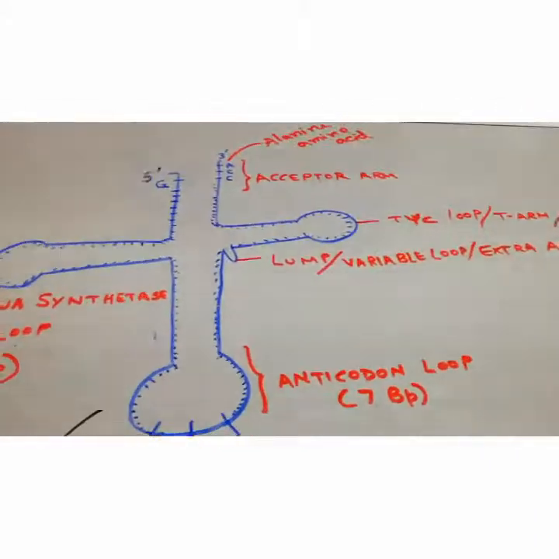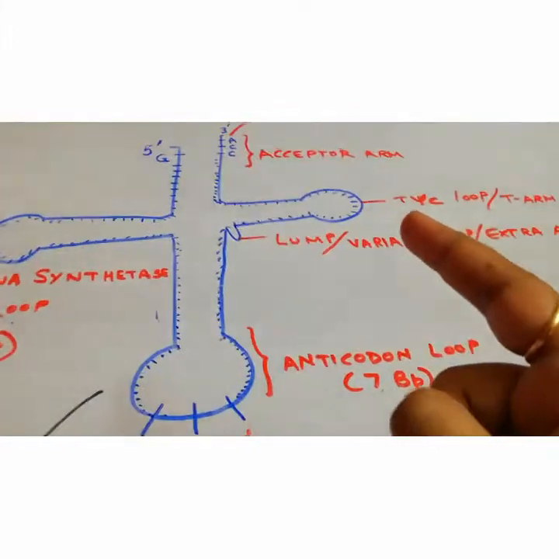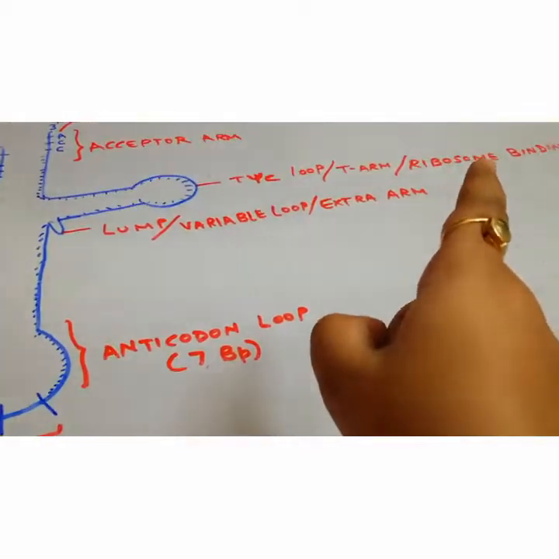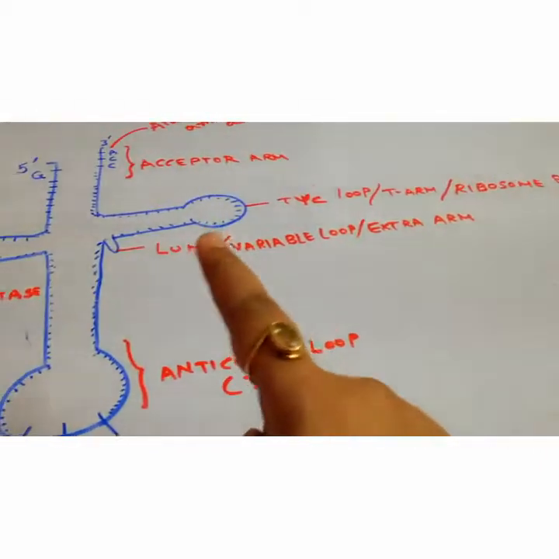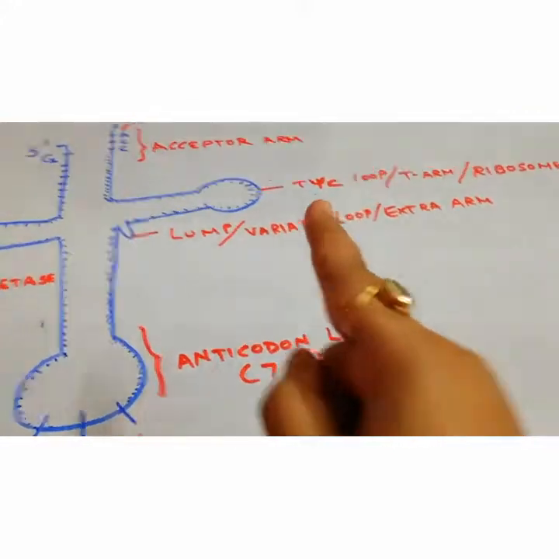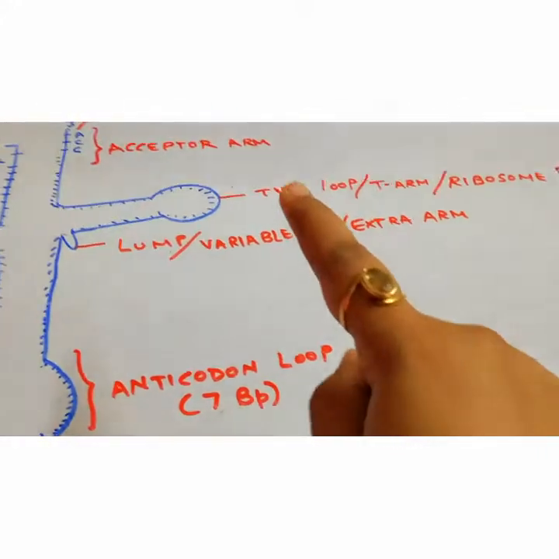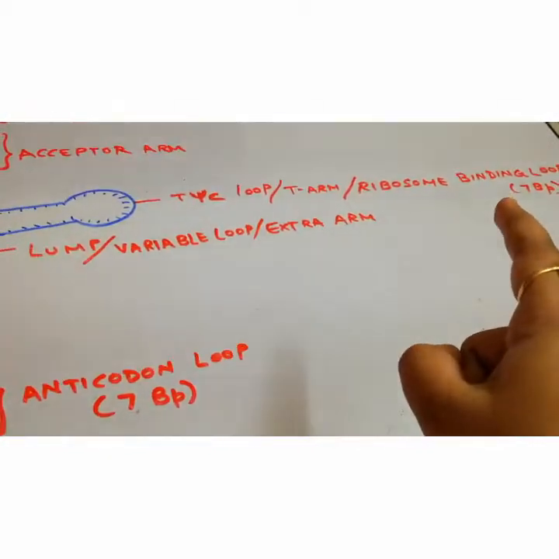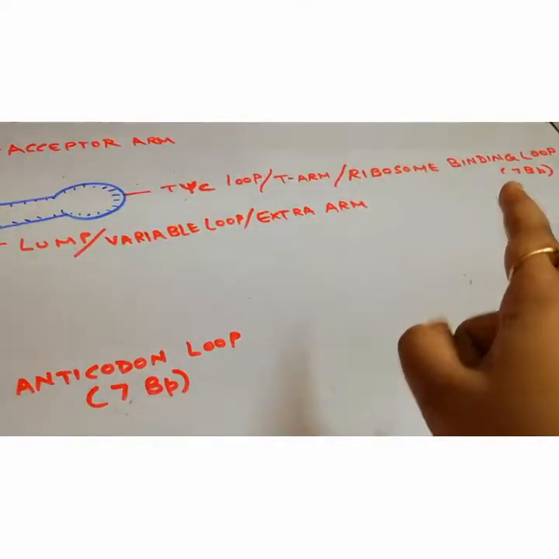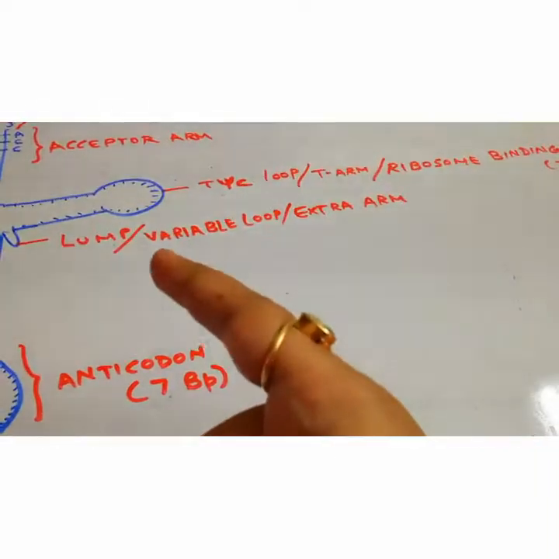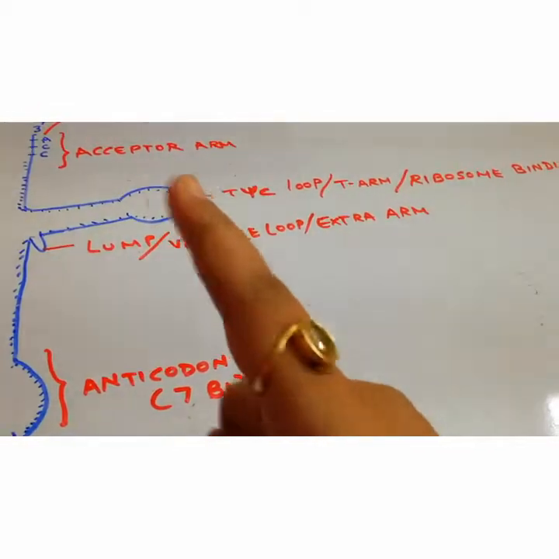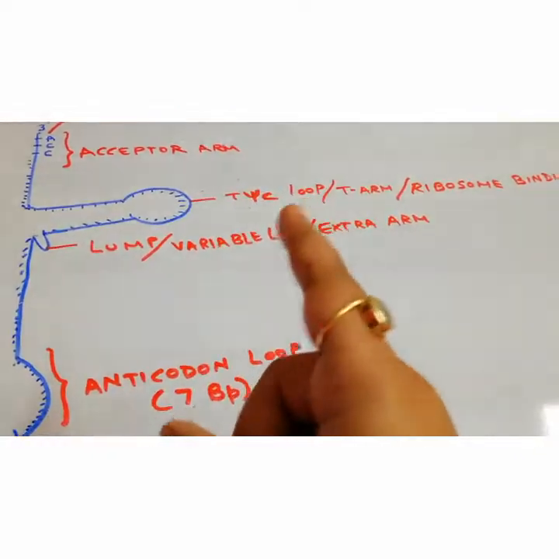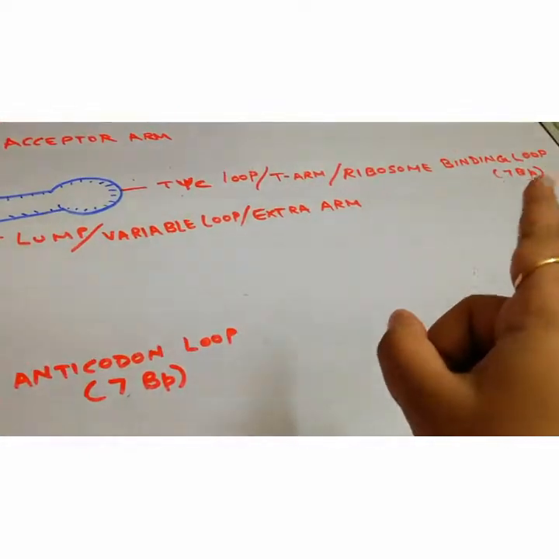Now if you observe the rest of the parts, you can see this is the TψC loop or the T-arm or the ribosome binding loop. This loop here towards the right hand side, this is known as the TψC loop or the T-arm or the ribosome binding loop, which is having 7 base pairs. Total 7 base pairs are present to make this particular loop, and the ribosome binds here towards this loop. That is why it is also known as the ribosome binding loop.